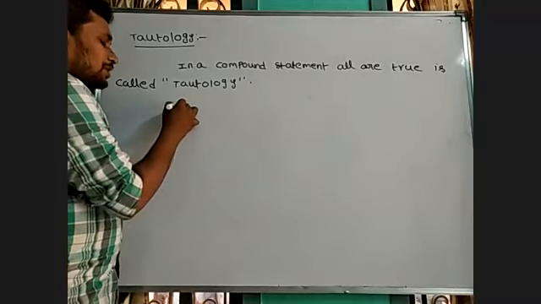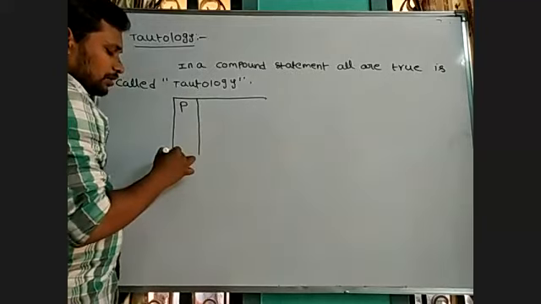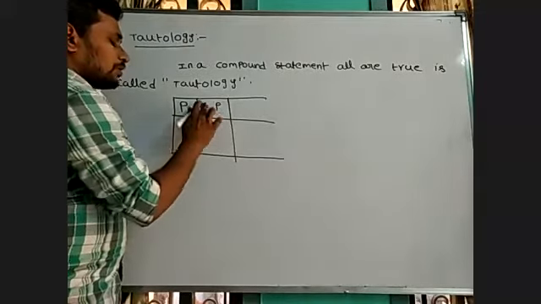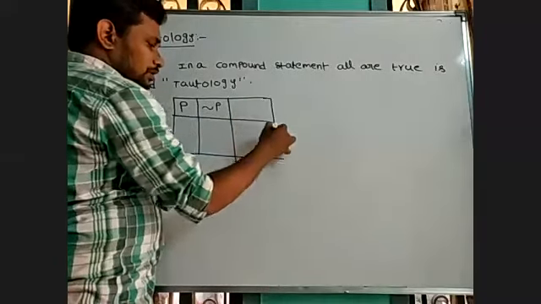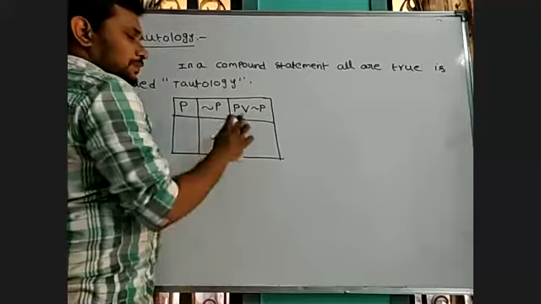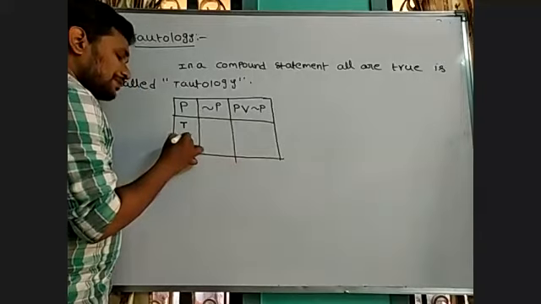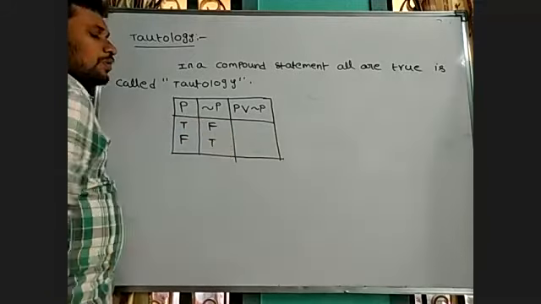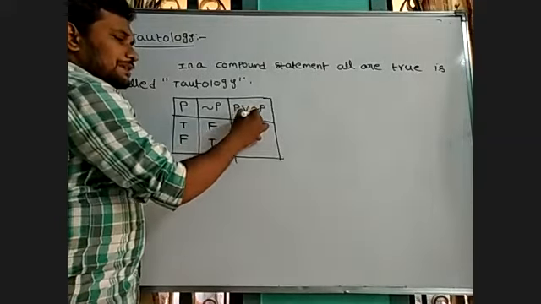First you take P, then you take negation of P. P disjunction negation of P: if P is true, negation of P is false; if P is false, negation of P is true. This symbol is disjunction.